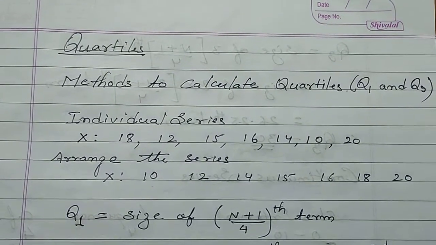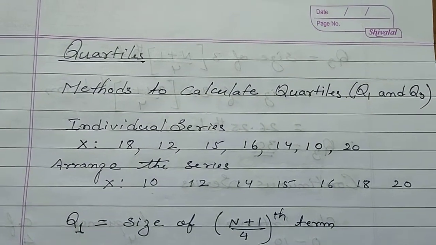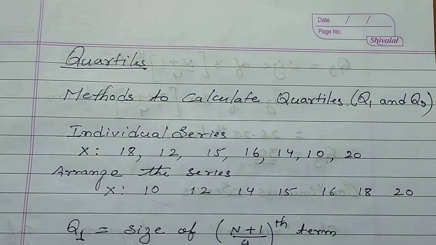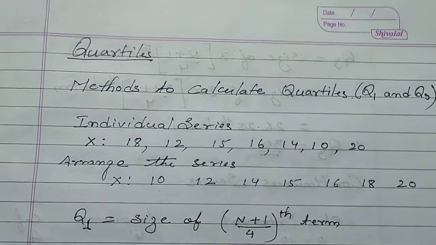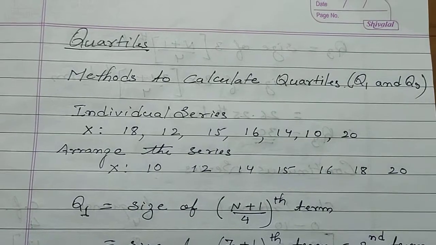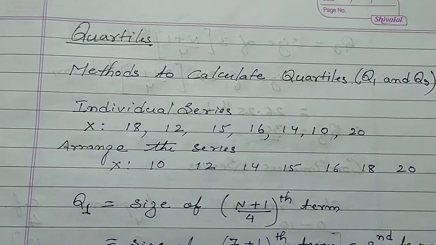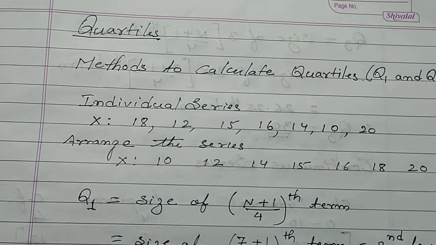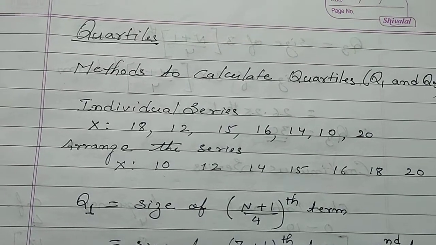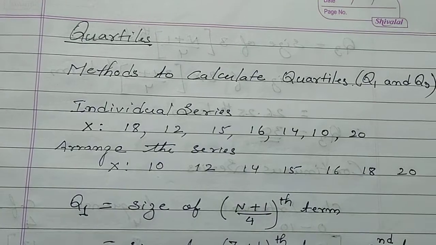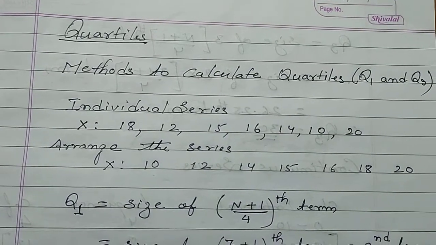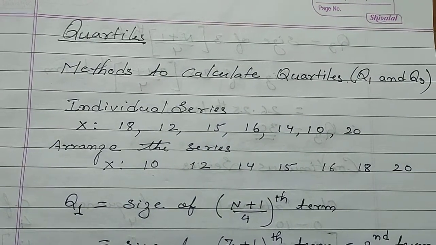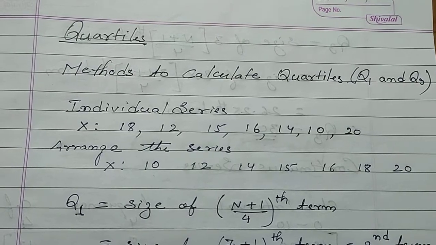Hello children, in this video we will learn how to calculate quartiles, that is Q1 and Q3. So let us start with individual series. One individual series is given here: 18, 12, 15, 16, 14, 10 and 20. The first step required here is to arrange this series in ascending order. So it is arranged 10, 12, 14, 15, 16, 18 and 20.